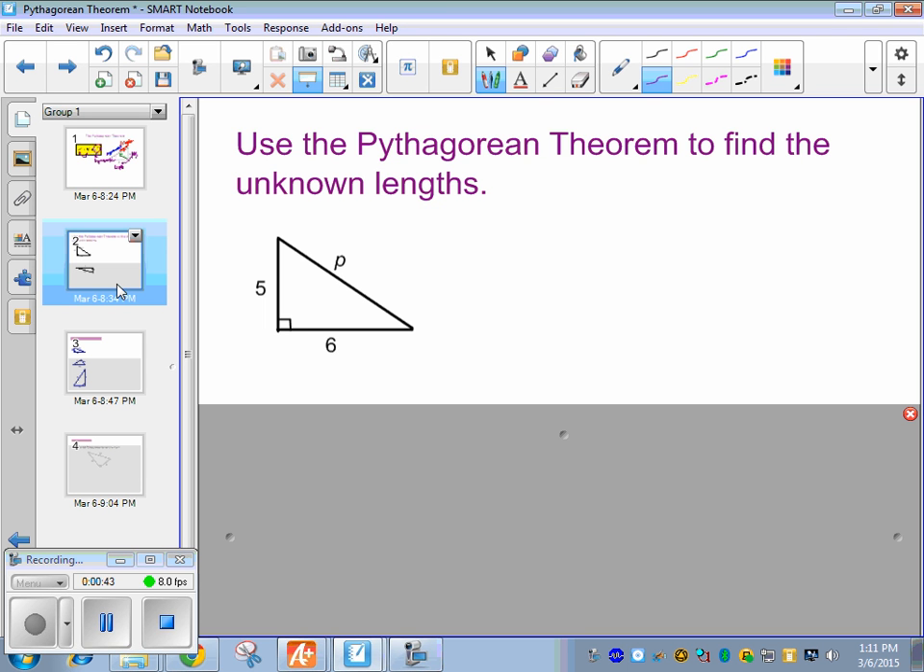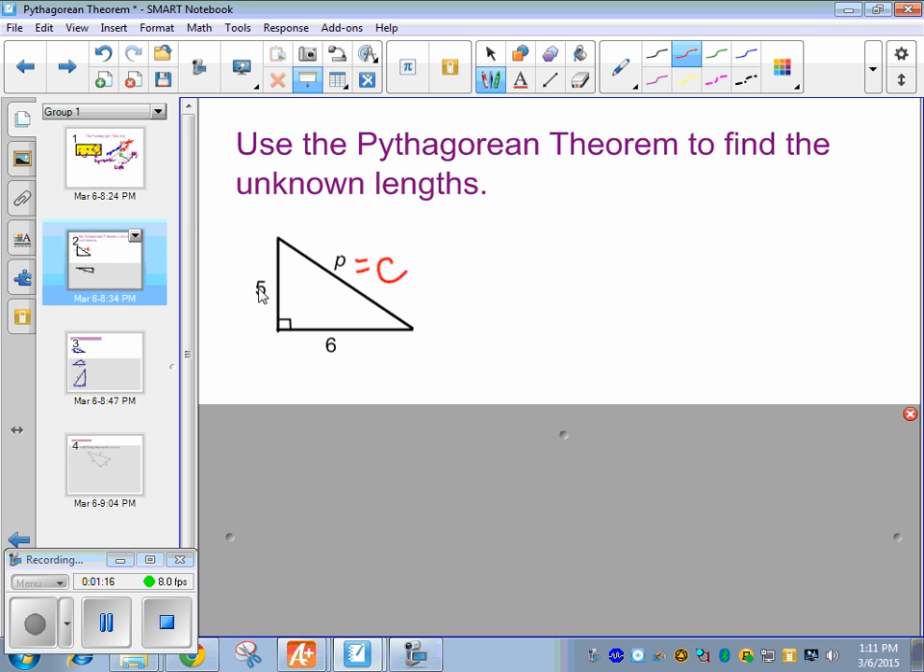Okay. Go ahead and draw this triangle on your paper. So you've got 5, 6, and P. And we're going to use the Pythagorean theorem to find the unknown lengths. Most important thing is that you know which side is the hypotenuse. So raise your hand if you know which side is the hypotenuse. Jake? Yes. So we're going to label this C, all right, in our formula.